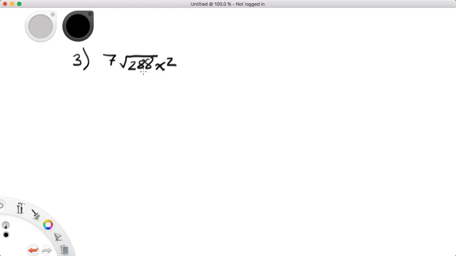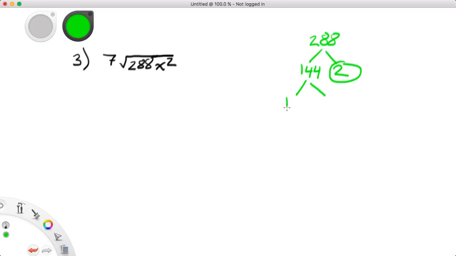Now to solve this, the first thing that we're going to do, I like to factor out 288 because I need to find out everything that I can liberate from underneath the square root sign. So I'm going to go ahead and make my factor tree so I can find the prime factorization for the number 288. And I know that this is going to be 2 times 144. Remember, I'm going to circle 2 because that's my prime number.